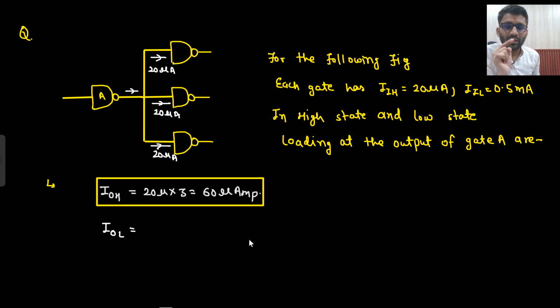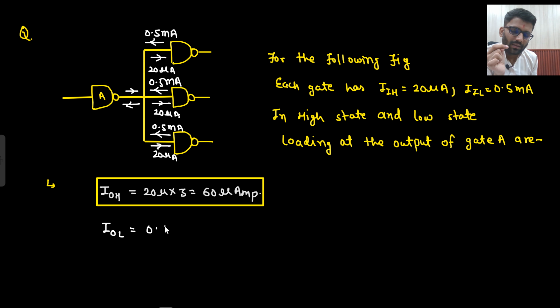So when output is low, it will take the current and they will drive the current. So how much current are they driving when it is low? They are driving 0.5 milliampere current. When input is low, they are driving 0.5 milliampere current. So 0.5 milli into 3, this will take 1.5 milliamp. That's it. This is what they were asking.